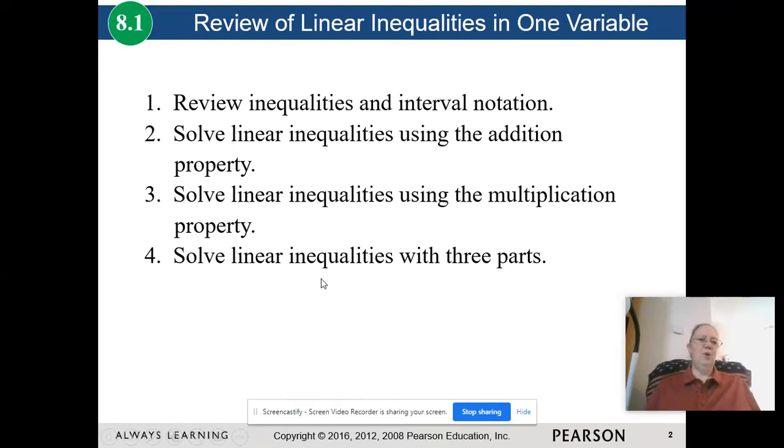All right, section 8.1 is a review. In fact, I honestly think that they took the slides from, I think it was section 2.8, and just copied them and called it section 8.1. You know, the examples are very, very familiar. So this is a review, just a heads up.